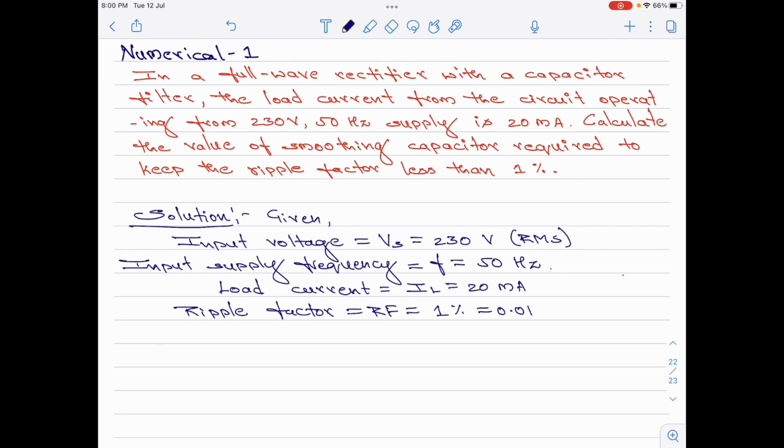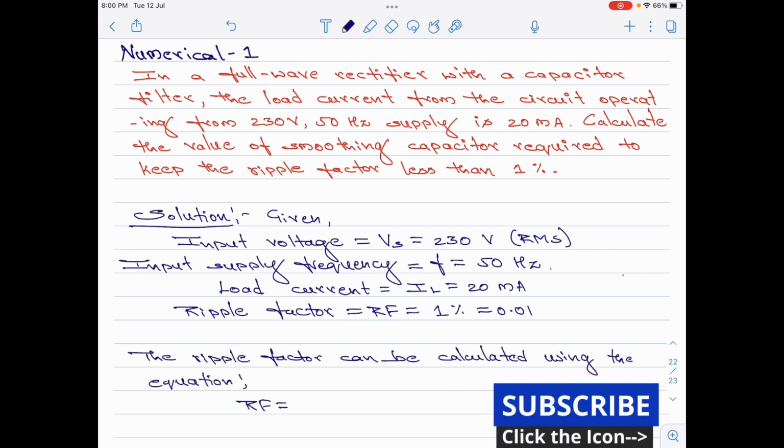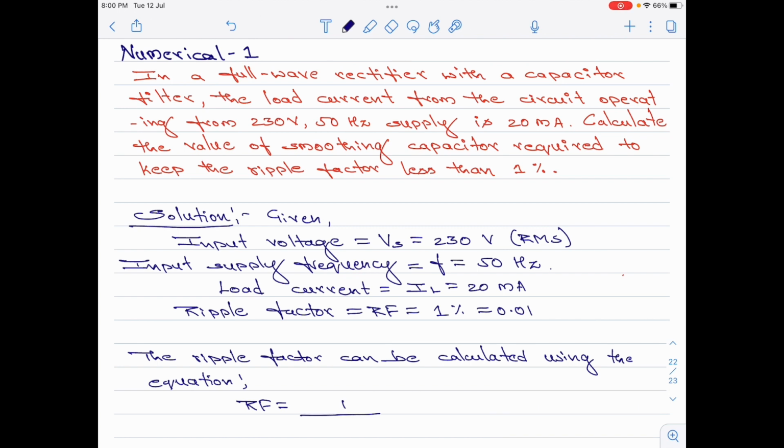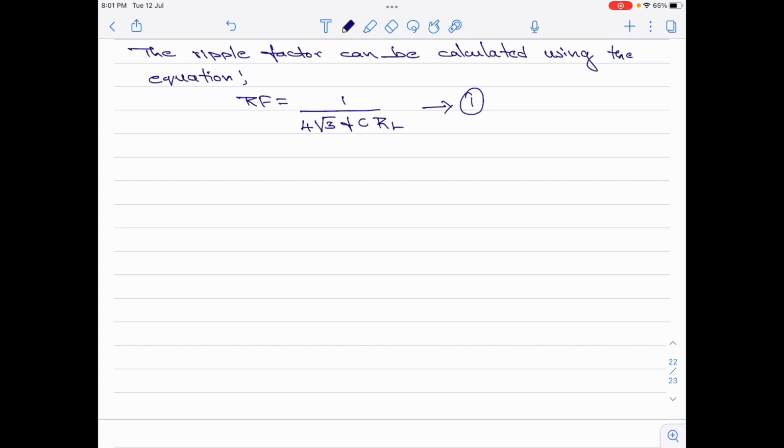So now I'll write an equation for the ripple factor which involves the values of frequency, smoothing capacitor and load resistance. Ripple factor equals 1 divided by 4 root 3 multiplied by F C RL. Let this be called equation 1. In equation 1, the value of RF is given, which is 0.01. Frequency is 50 Hz. We are asked to find the value of C and the value of RL is not known.